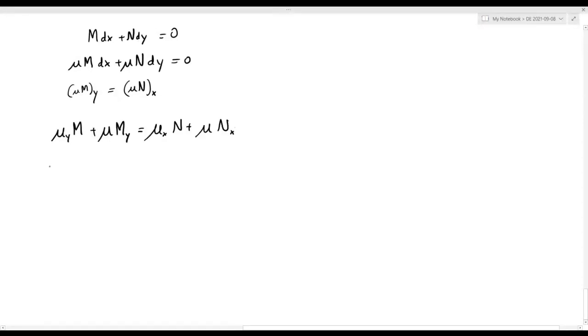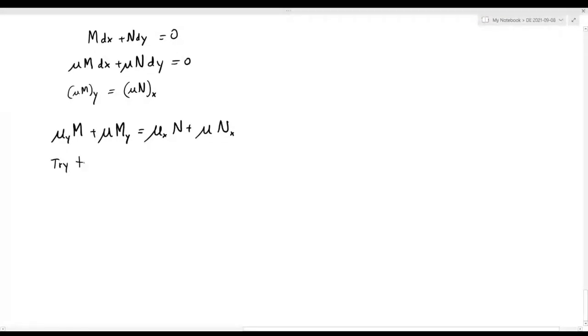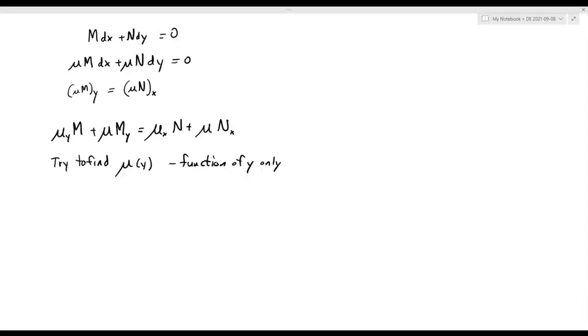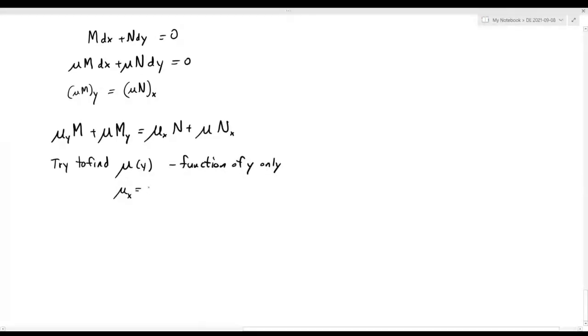Okay. So now let's try to find an integrating factor that is just a function of y only, because an assumption can be wrong, right? Well, in particular, notice that if mu is just a function of y, then the derivative of mu with respect to x would be 0. So this term would go away.